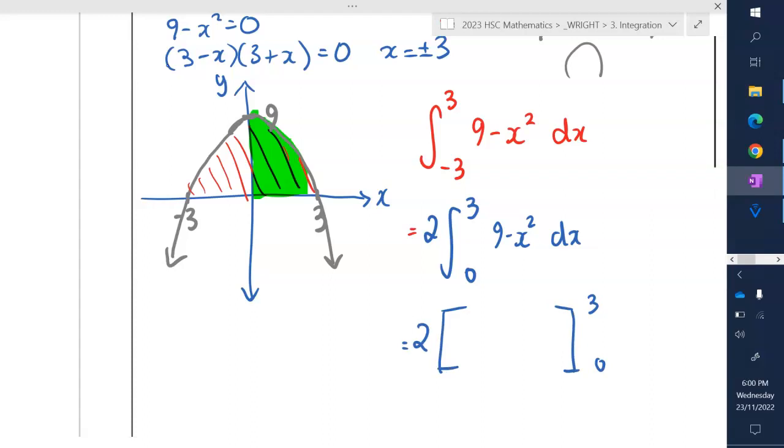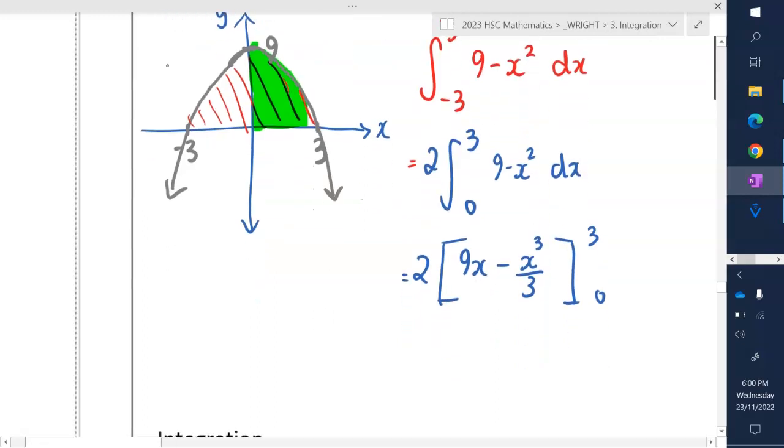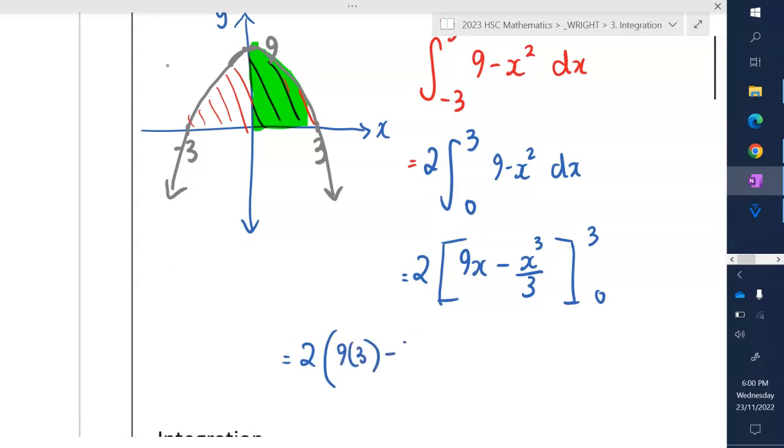Okay, so let's integrate our function. Adding 1 to the index becomes 9x, adding 1 to the index here, and dividing. Okay, now we're going to pop in our values. I'm going to pop my 3 in first, so I get 9 times 3 minus 3 cubed on 3. That's our first bit. I want to pop another bracket around there. Minus what I get when I pop 0 in. Well, that's going to be 0 minus 0, so it's just 0.